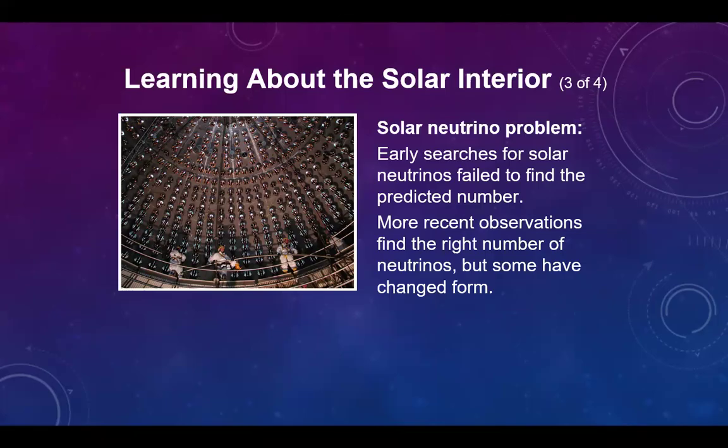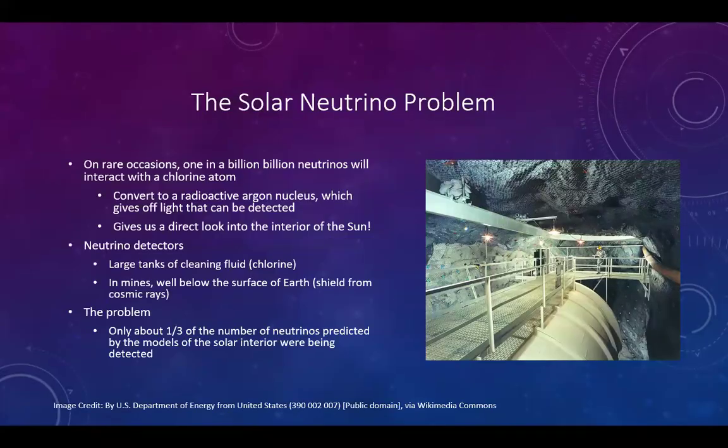They did the same experiment on neutrinos, one in a way that only detected electron neutrinos and one that detected all neutrinos. And they saw a lot more when they detected all. And so the models of the sun were correct, and we knew that neutrinos had to have mass. More recent observations found the right number of neutrinos, but some have changed form.